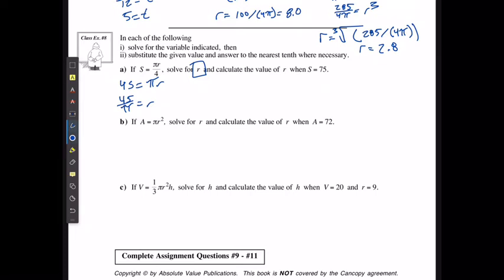I've isolated r. If I know s is 75, then I'm going to say r is going to equal 4 times 75 divided by pi. And to the nearest tenth, that's going to give me 95.5 is my r value.